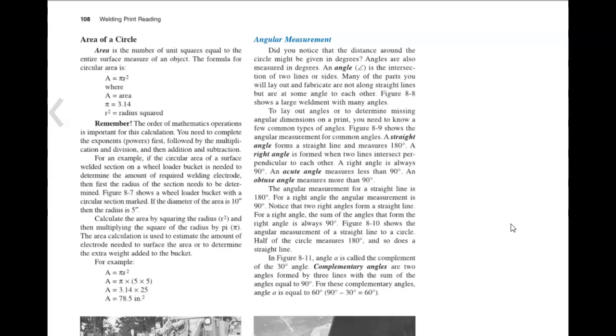In figure 8-11, angle A is called the complement of a 30 degree angle. Complementary angles are two angles formed by three lines with the sum of the angles equal to 90 degrees. For these complementary angles, angle A is equal to 60 degrees. 90 degrees minus 30 degrees equals 60 degrees.